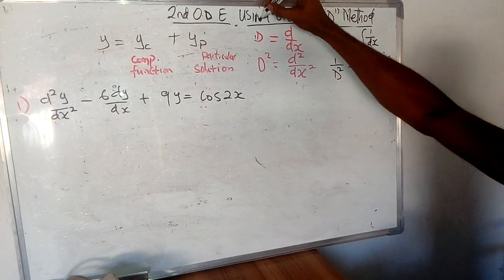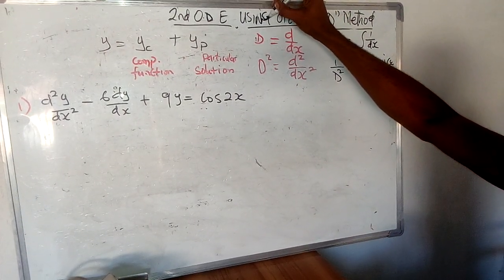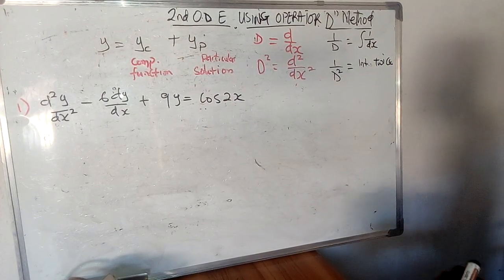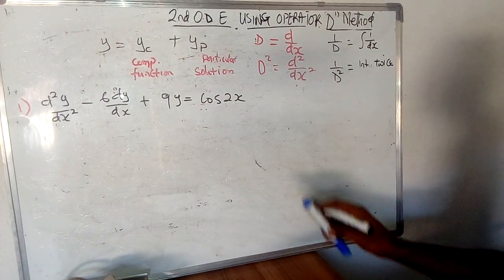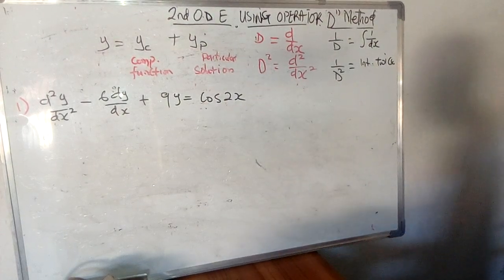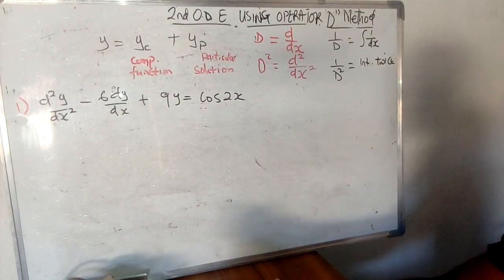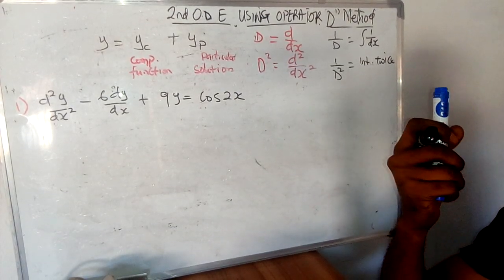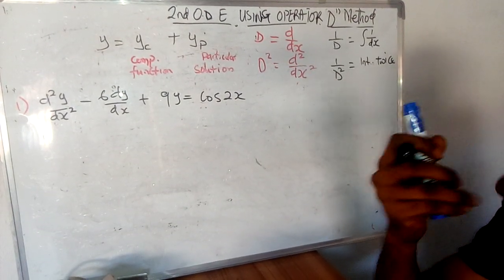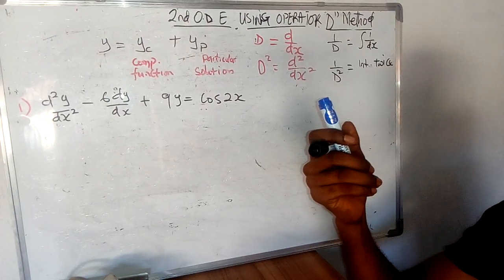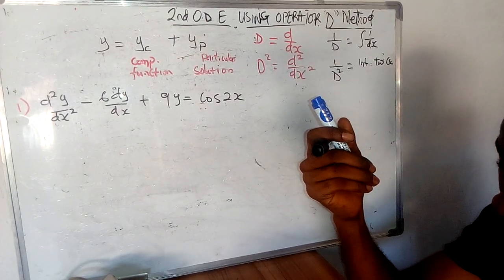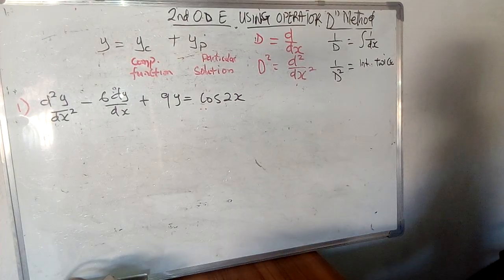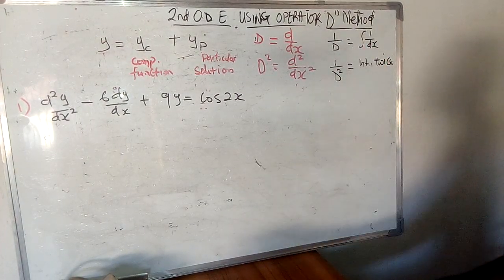But instead of solving this the normal way, where you look for the complementary function and you also look for the particular function, taking note of the general form of the complementary function, we will apply what we call the operator D method.